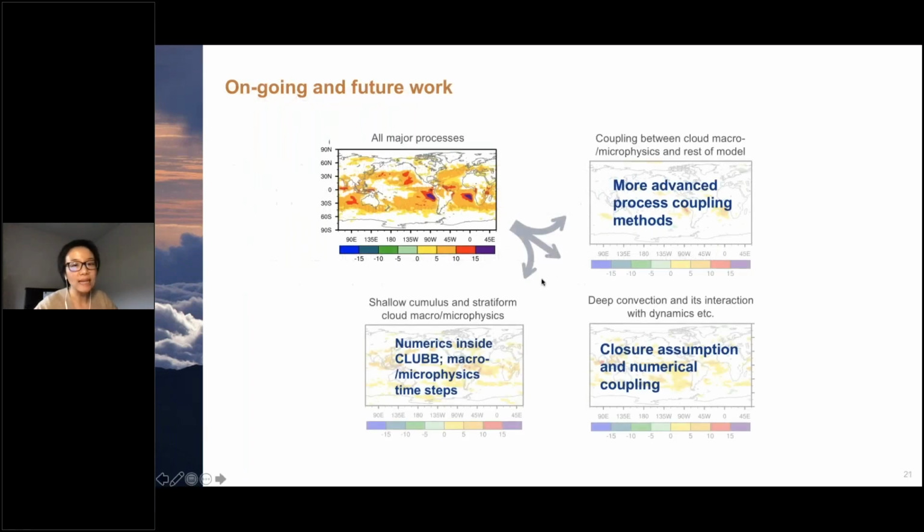And the last slide, just to say, I only talked about process coupling, but we do have several pieces of work going on that are looking into the other sensitivities and their impactors, for example, deep convection, and also CLUBB and the microphysics. So that's all I have for today.